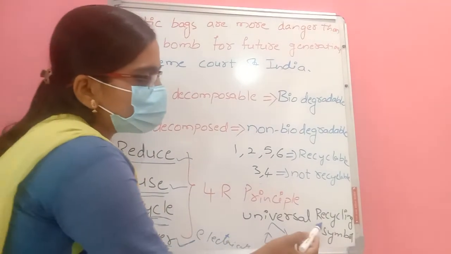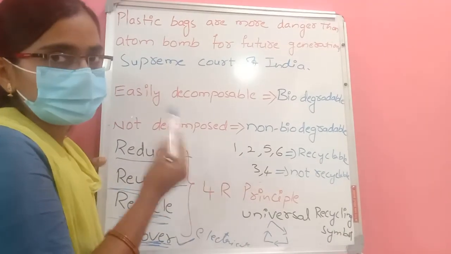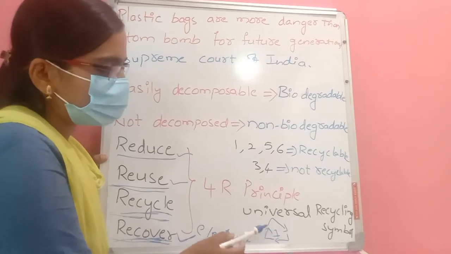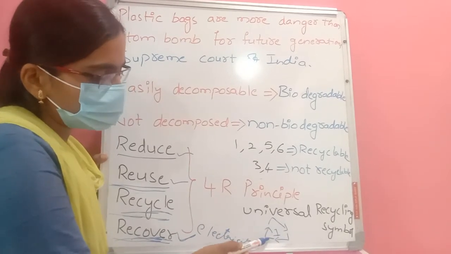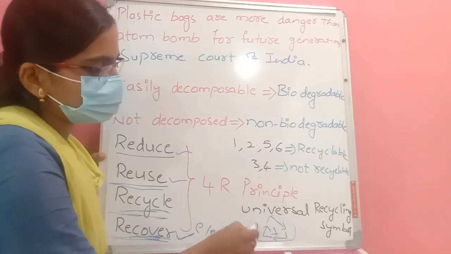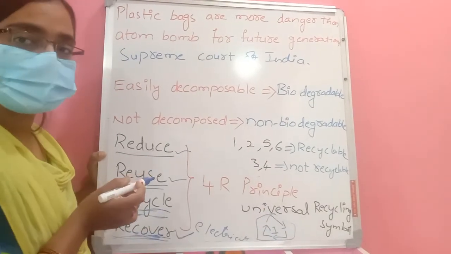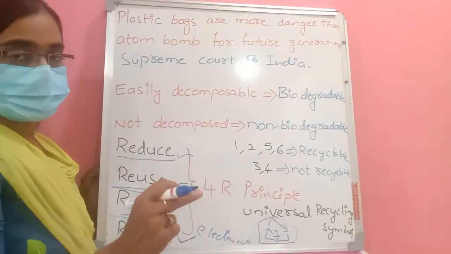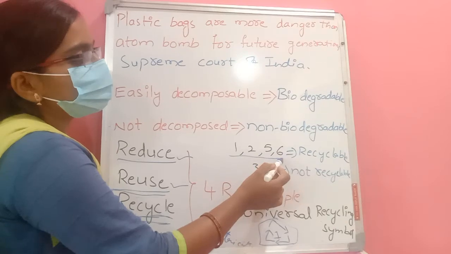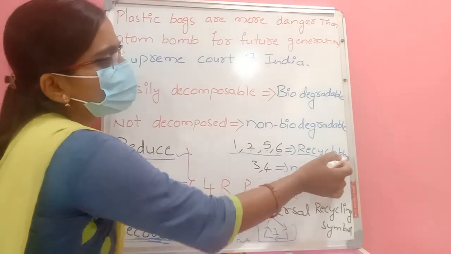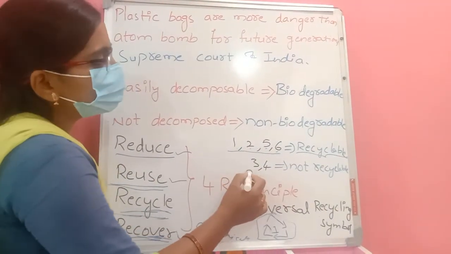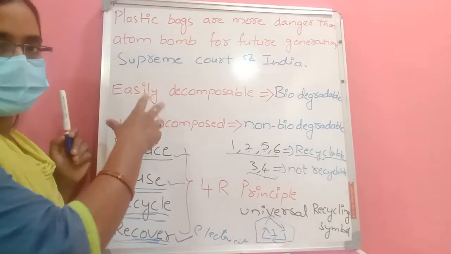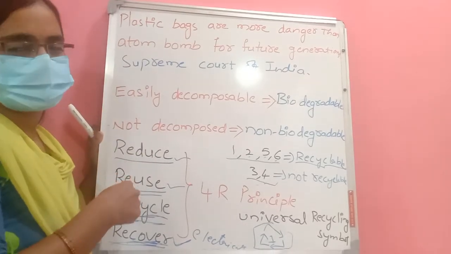And this is the universal recycling symbol. This is 3 arrows. Now, I told you, if we have number 1, that is PET bottle. These triangular arrow marks, the symbol is called the universal recycling symbol. Now I told you that 1, 2, 3, 4, 5, 6, 7 is others. In that, 1, 2, 5, 6 are recyclable plastics. Next, 3 and 4 are not recyclable plastics. I have given that list: 1, 2, 3, 4, 5, 6 and 7.